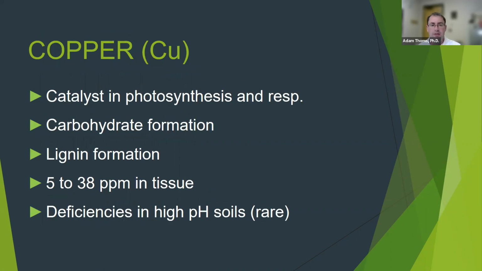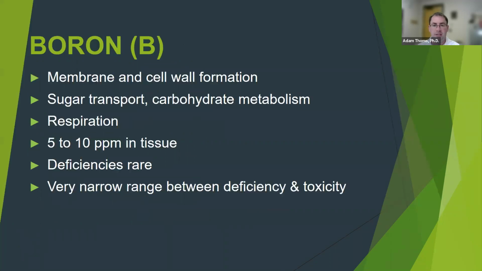A couple other micronutrients to talk about here. We've got copper. Again, copper is very important in lignin formation and carbohydrate formation. You can see it's required in smaller amounts than some of the other elements we've talked about. Deficiencies show up in high soil pHs. They're rare, but they do show up there. So if you have a high soil pH, you may need to be on the lookout for copper deficiencies.